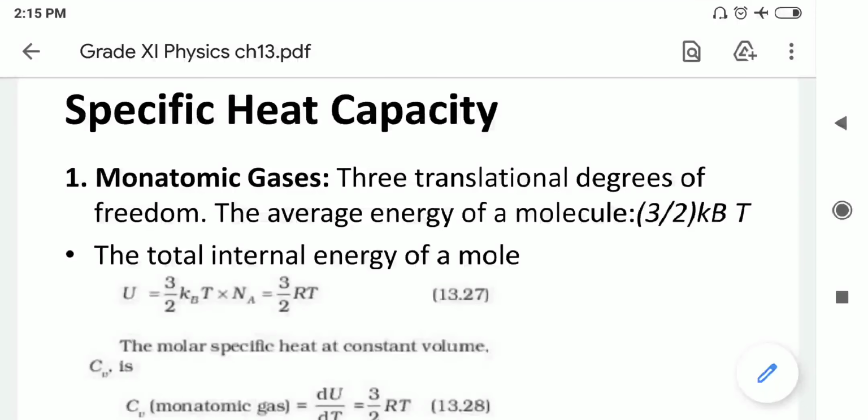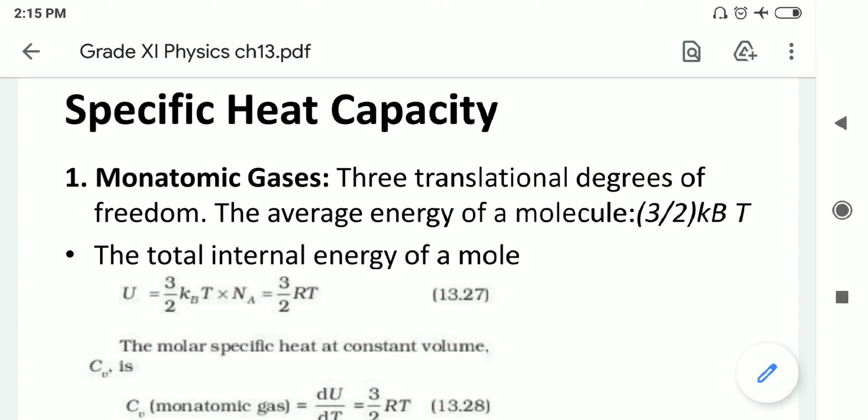Now, let us understand specific heat capacity of gases. Here we are going to understand about monoatomic gases, diatomic gases and polyatomic gases, and how their specific heat capacity can be justified, as well as for solids and water.